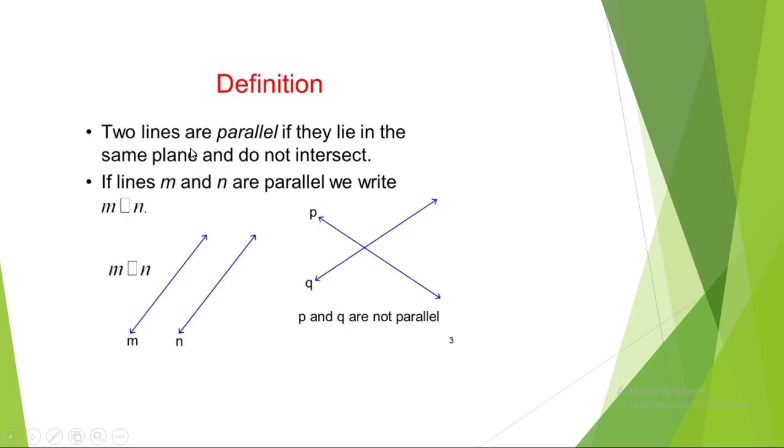Parallel lines and intersecting lines. Two lines are parallel if they lie in the same plane and do not intersect. Suppose we take these two lines M and N, they both are lying on the same plane and at the same time they are not intersecting. So these lines are called parallel lines. Suppose we take this example, here these two lines P and Q are meeting here. So these lines are called intersecting lines or non-parallel lines. If lines M and N are parallel, we write M is parallel to N.